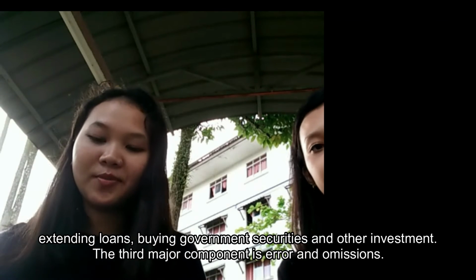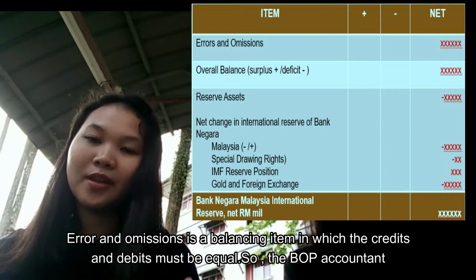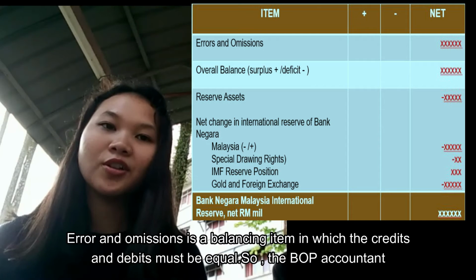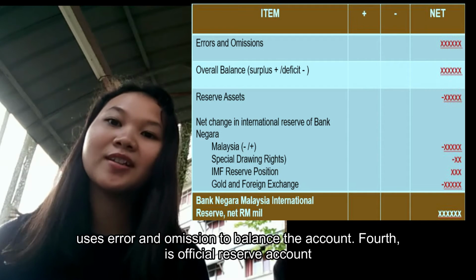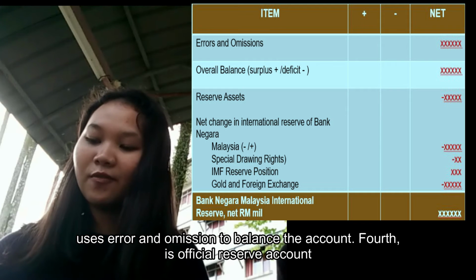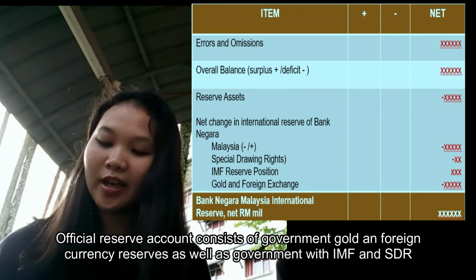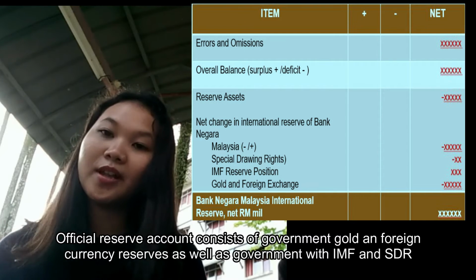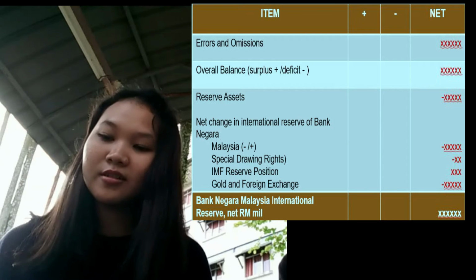The third major component is errors and omissions. Errors and omissions is a balancing item in which the credit and debit must be equal. So the BOP accountant uses errors and omissions to balance the account. And the fourth one is the official reserve account. Official reserve account consists of government and foreign currency reserves as well as government reserve with the IMF and SDR.